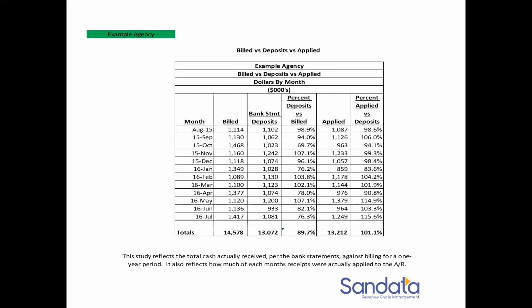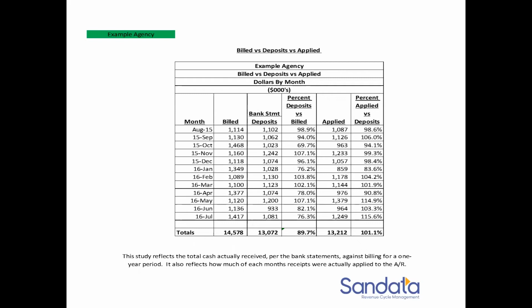You want to run it, you want to see that you're roughly in the 99 to 100% range on a rolling average basis. And then take a look at how much was applied that month in your cash receipts journal. Did you apply all of the money that you received? If not, what's the reason for that?